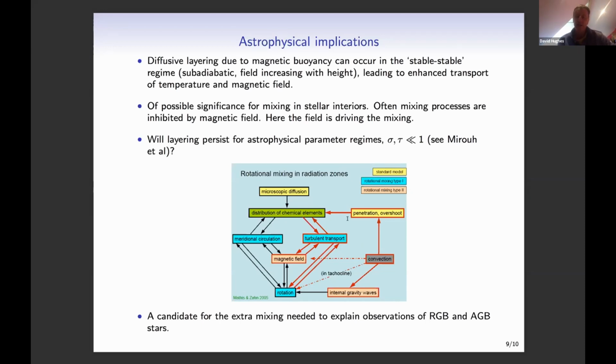It's even worse than this, because in this picture, with magnetic fields, typically you think of something and then you say, oh yeah, but it'll be inhibited by the magnetic field. It's not like that. The magnetic field can drive a whole new mixing process. And there are red giant stars whose observations don't match current mixing explanations. And so this is a candidate for extra mixing in those.